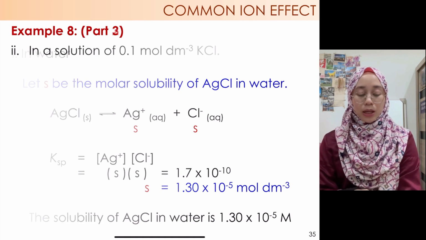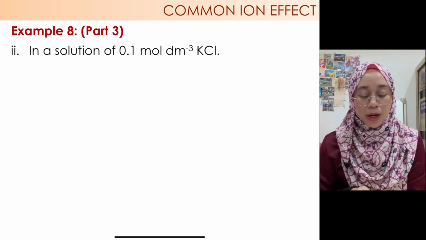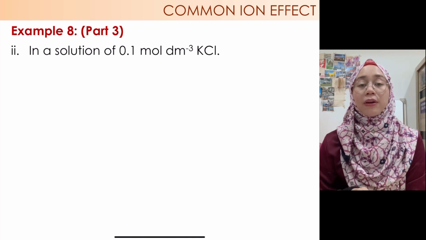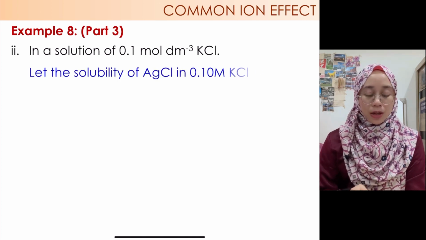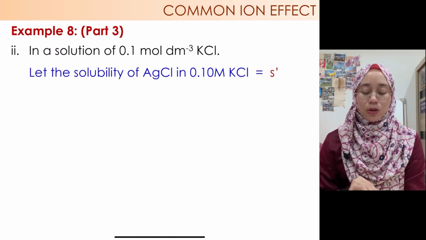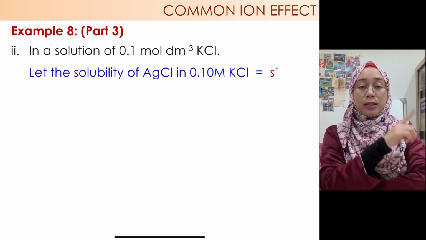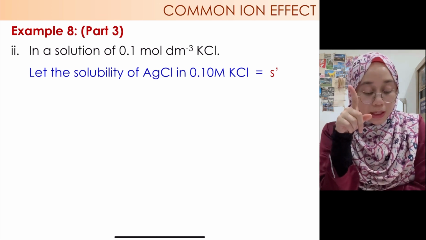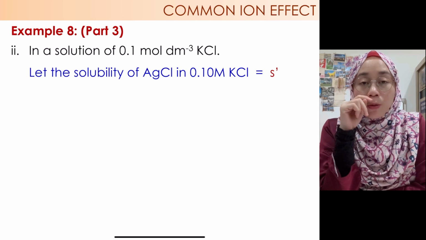Okay, but what if dia dalam solution of 0.1 mol dm^-3 of KCl? Now let the solubility of AgCl in 0.1 molar KCl equals to S prime. Kita mesti guna S prime kat sini supaya kita boleh compare dengan jawapan yang dekat Roman 1 nanti.